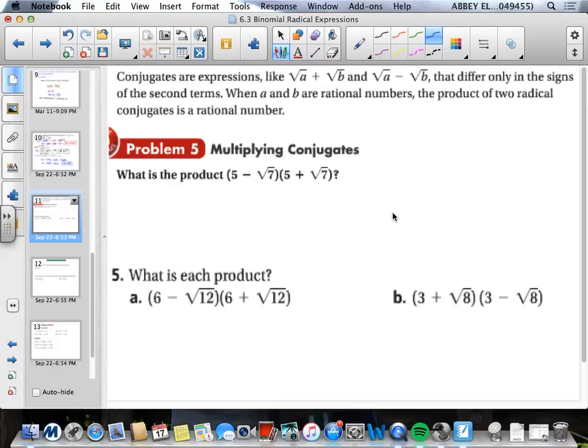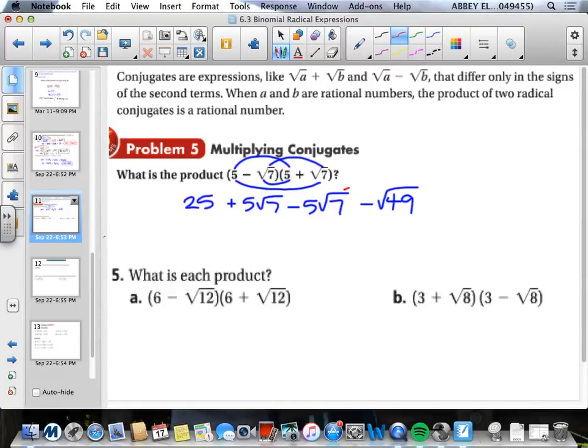And the reason why we talk about these conjugates is because something really special happens when we FOIL these out. So you can see here, I have 5 times 5, which is 25. That's my first. My outer is plus 5 square roots of 7. My inner is negative 5 square roots of 7. And then my last term here gives me negative square root of 49. Now, this is the whole part about why conjugates are so special. Because what do you notice there happens in the middle?